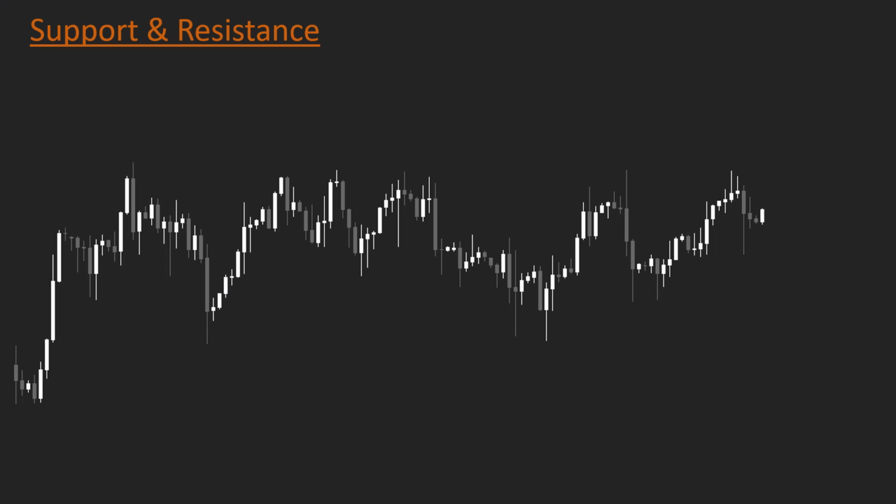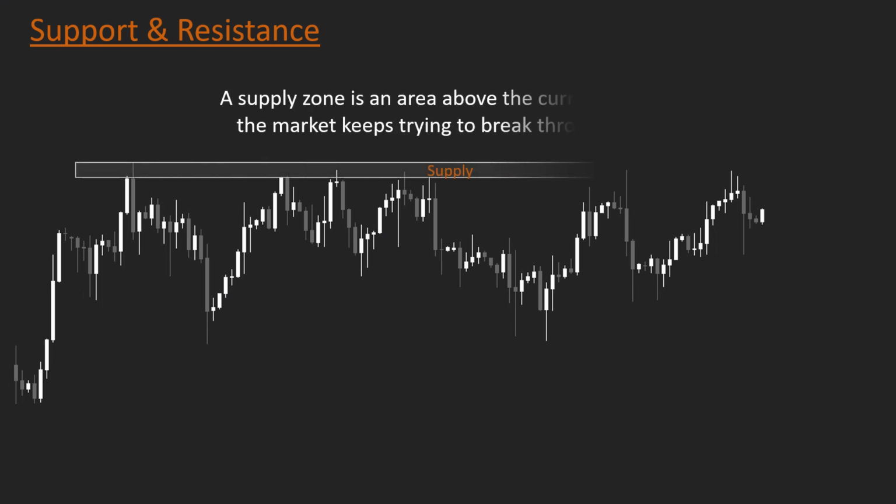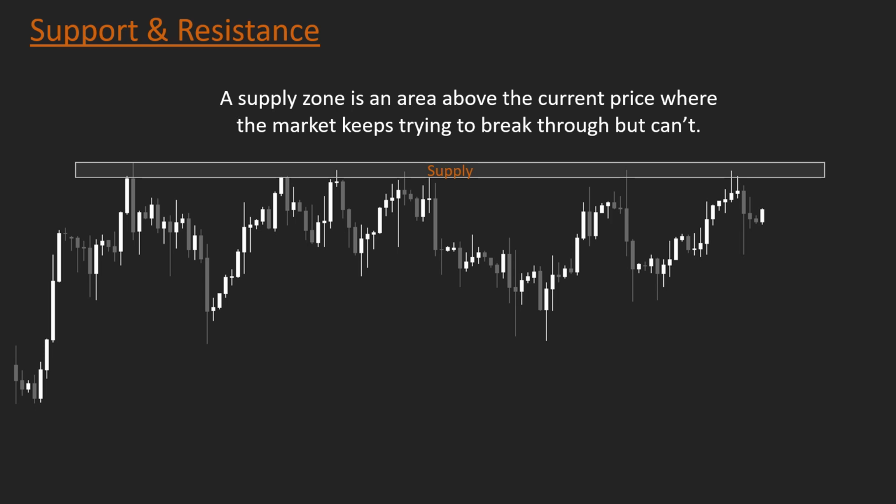Alright, so let's talk about supply and demand zones and why they're so important. A supply zone is an area above the current price where the market keeps trying to break through but can't. It's like when you're trying to push open a stuck door. It's just not happening. From a price action perspective, the market sees this area as too expensive. This causes 2 things to happen.